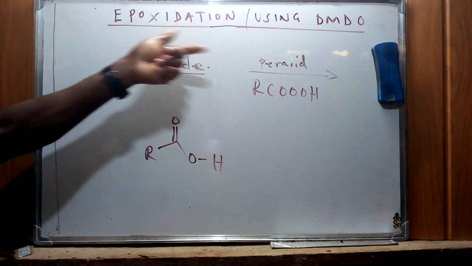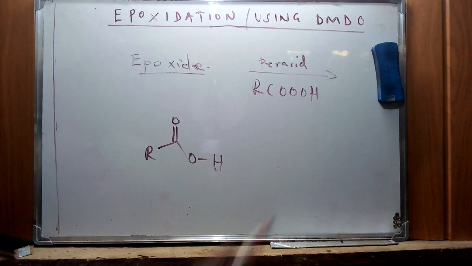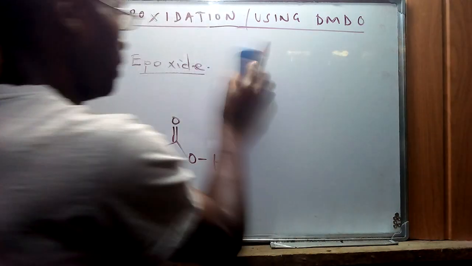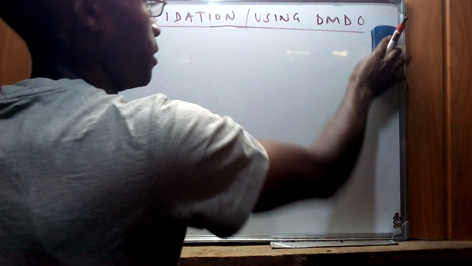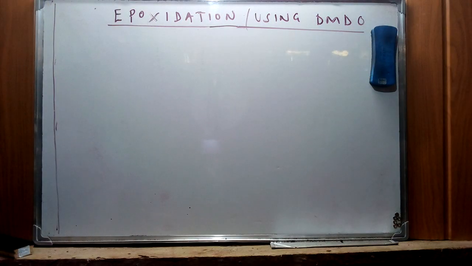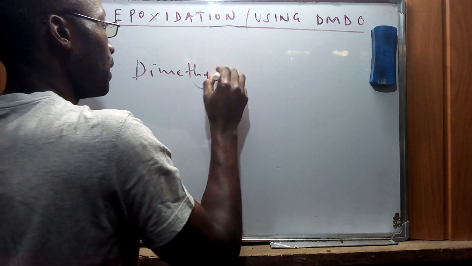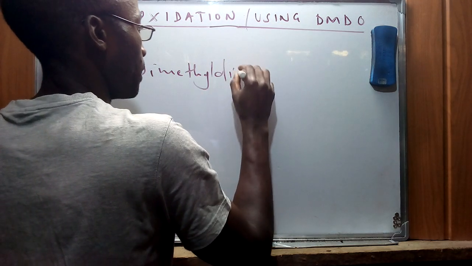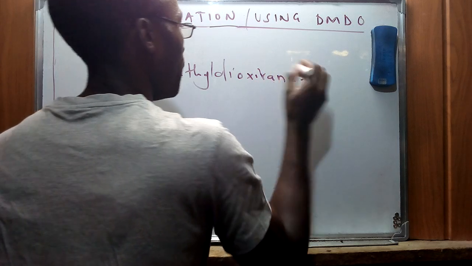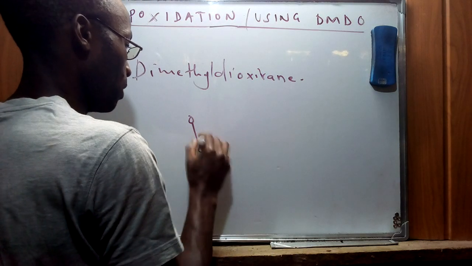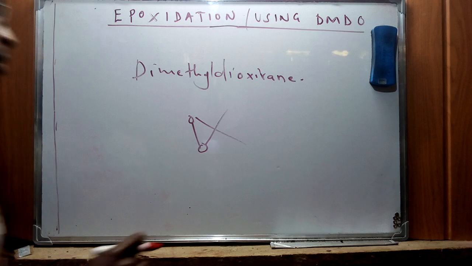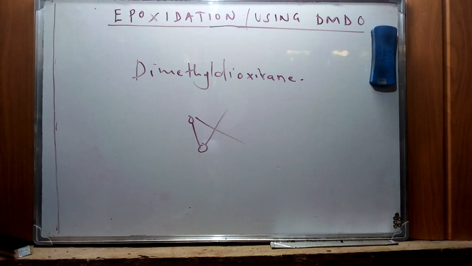So the oxidation in this case is going to be achieved using what we refer to as dimethyldioxirane, which is a compound that we're going to illustrate using that specific formula. This is the compound that is going to be used in order to achieve that objective.